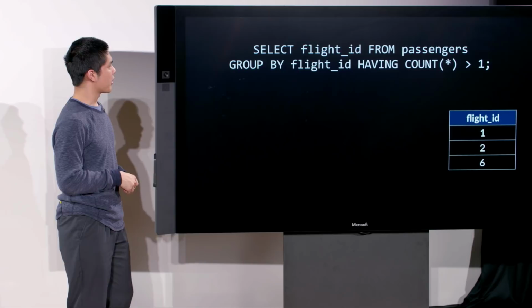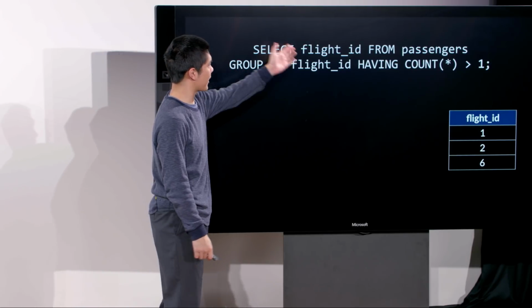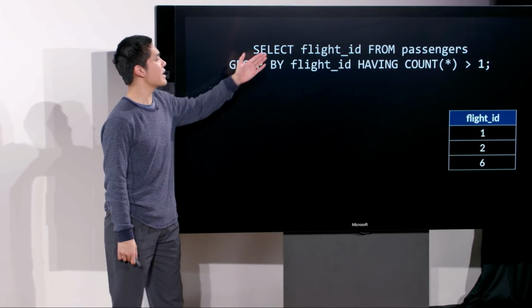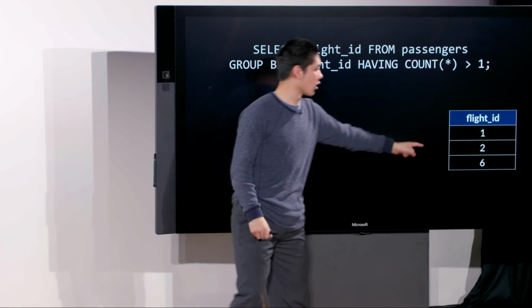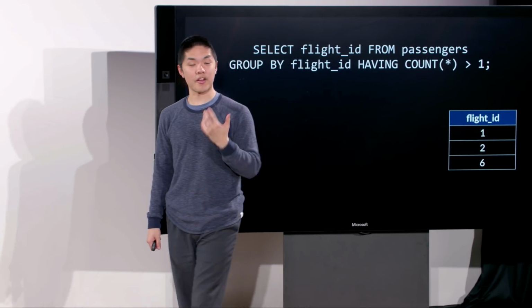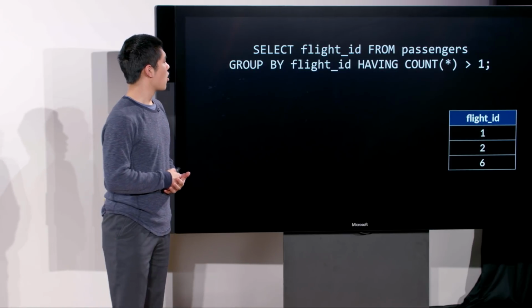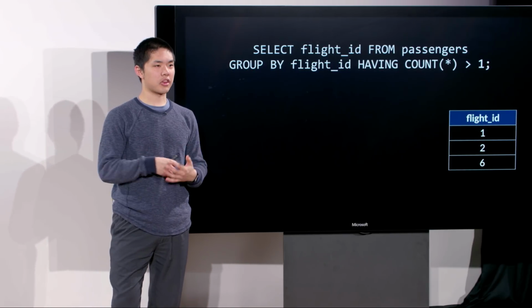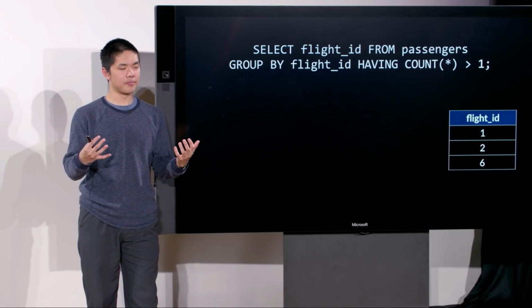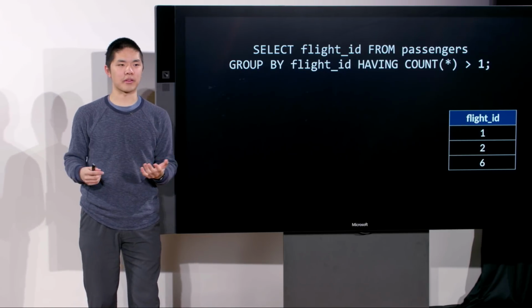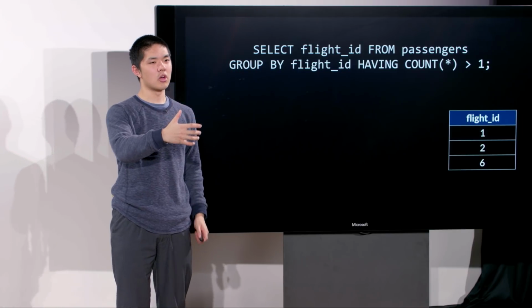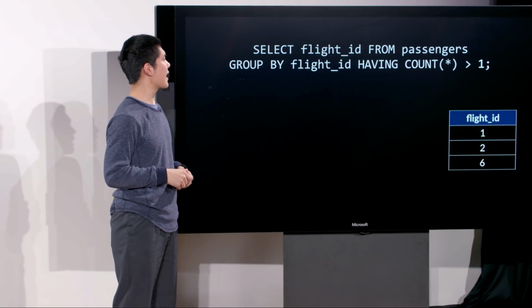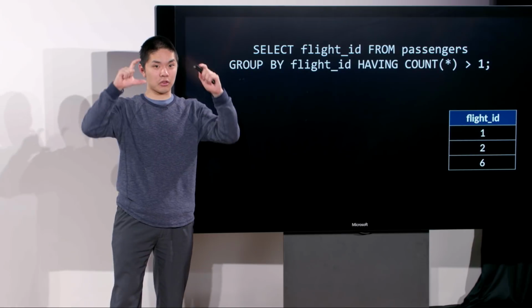But now I've created this syntax, SELECT flight_id FROM passengers GROUP BY flight_id HAVING COUNT(*) > 1, which is this long syntax that means get me all of the flight IDs for flights that have multiple passengers. What if now I wanted to select all of the flights themselves that have multiple passengers? I want to select from my flights table, but only the flights that have more than one passenger. Well, I can begin to nest these queries within each other.